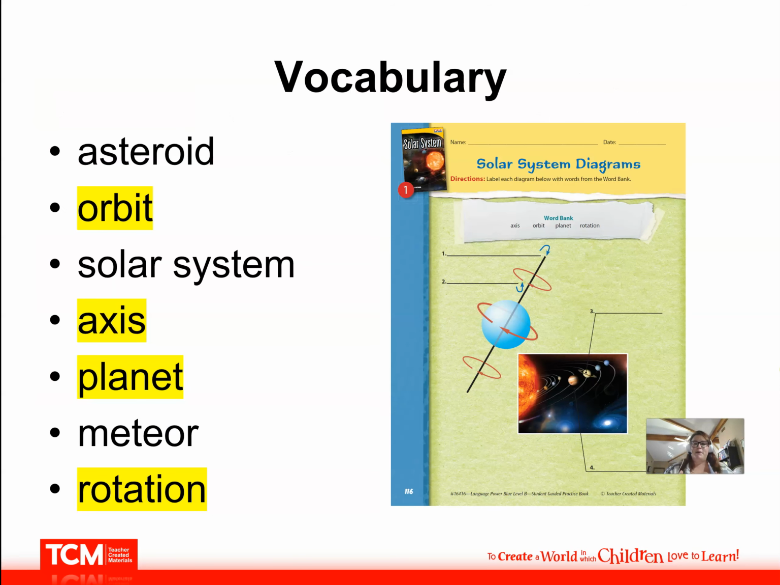Now, remember I said we're going to practice some vocabulary. I wanted to show you all of the different vocabulary words within the text Solar System that we're going to be sharing together. I'm going to read these aloud to you, and we're going to focus in on 4. These words are asteroid, orbit, solar system, axis, planet, meteor, and rotation.